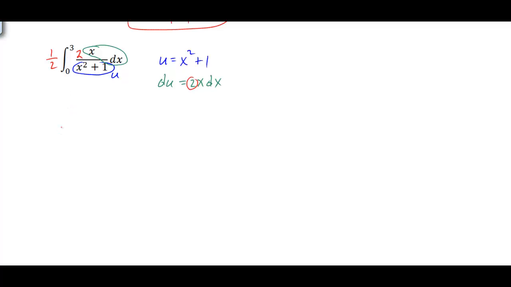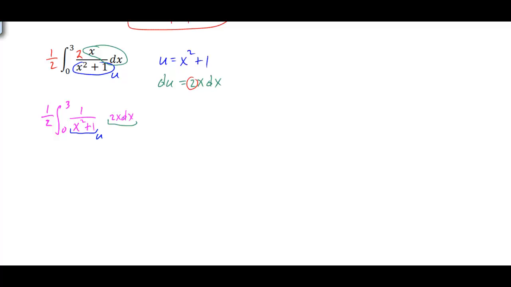So then we could think of this as 1/2 the integral from 0 to 3, and we actually have the form here 2x dx. And again, I like to group this as 1 over x squared plus 1. And then we know that 2x dx, all of this is our du. So when we integrate, all of this is going to disappear, and here we simply have 1 over u.